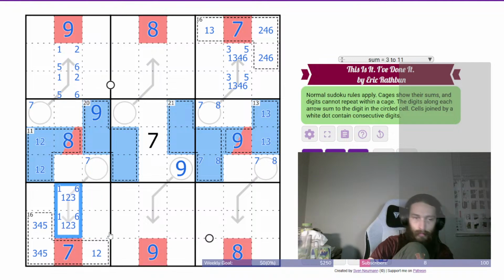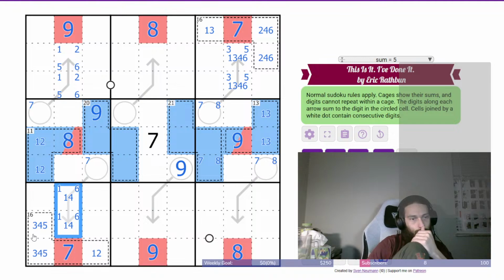If it's 5, that would have to be 1 and 4. So that would have to be 2 and 5. But that would break this one, wouldn't it? 2. Yes, that would break that.